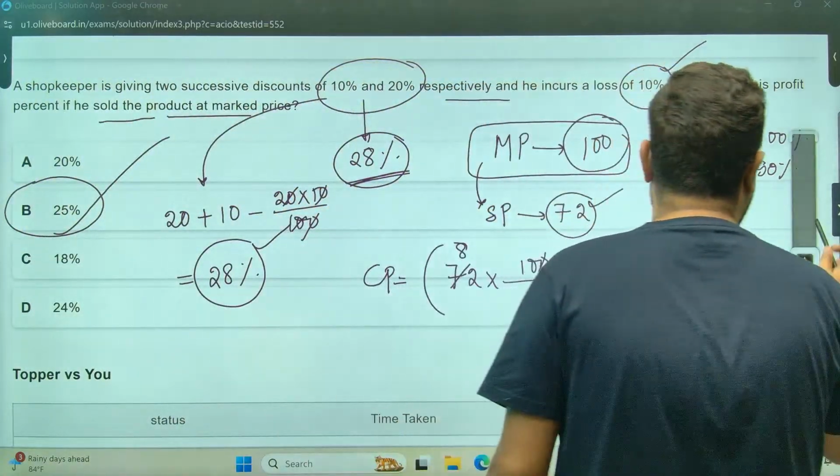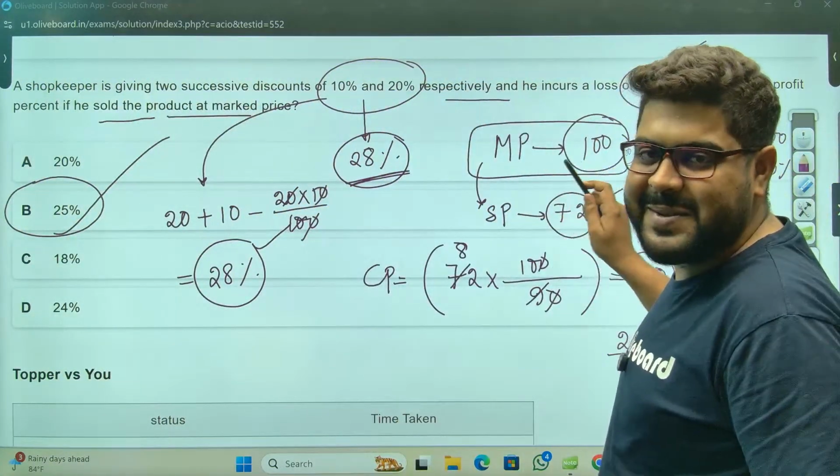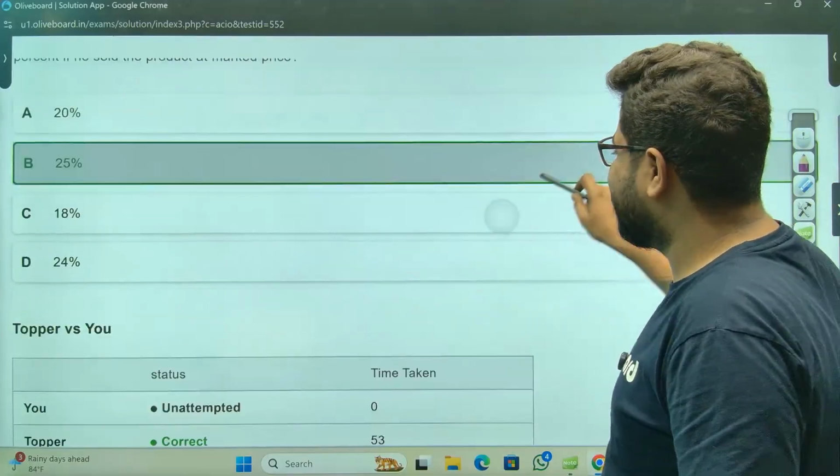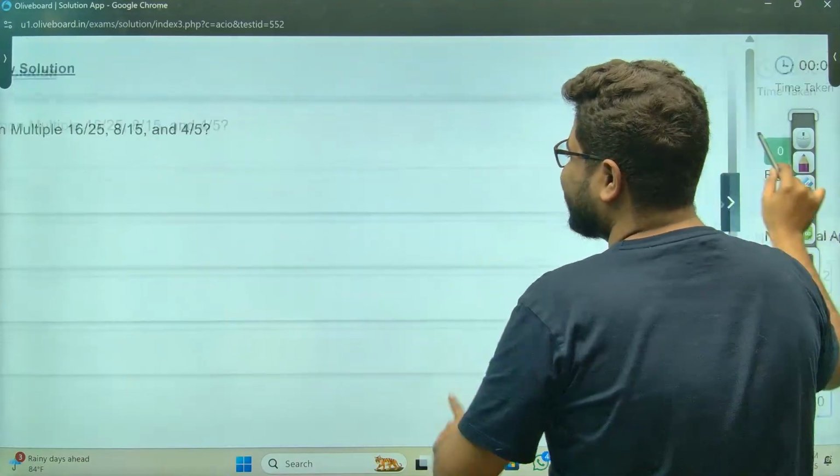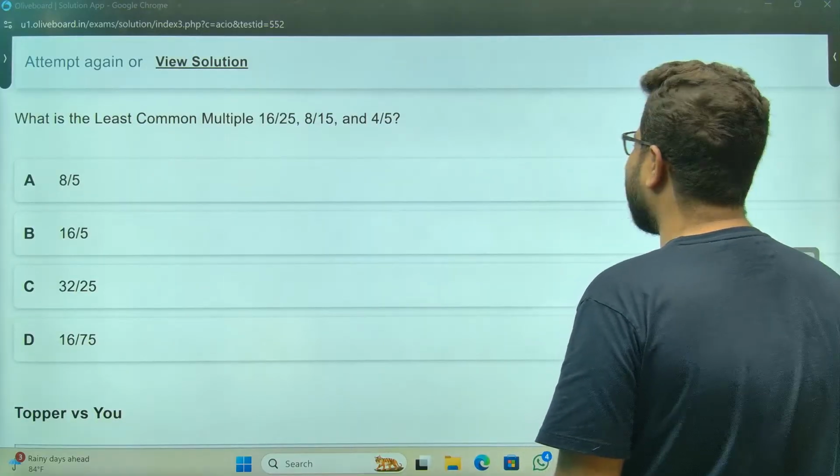This paper setter has some affinity towards B. I don't know, there must be something with B, sir.